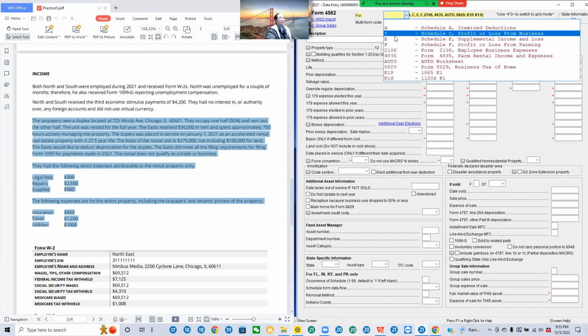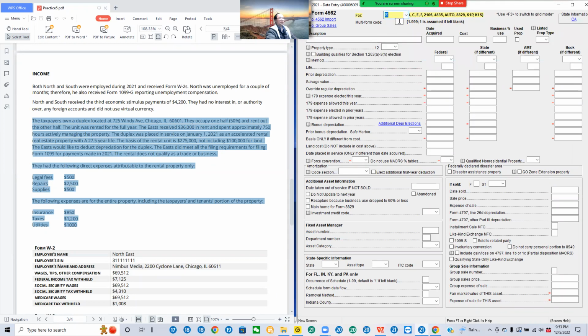On top, you choose Schedule E. Do you remember I put in E1, and that's how you easily identify it, especially when you have more than one rental. Doing it this way is so cool. Look, you put in E1, and you put the address 725 Windy Avenue.